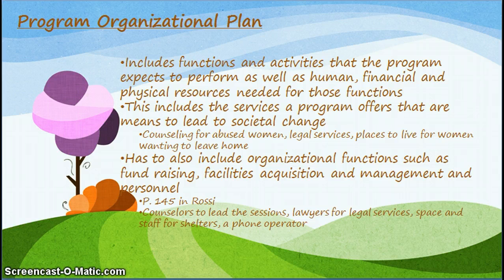So that also includes fundraising, facilities acquisition, management of personnel. There's a good model in your book on page 145. But if we're looking at our example, counselors, we need actual counselors to lead the sessions. We need lawyers to give out the legal advice, right? We need space and staff to have shelters. We need a phone operator, a phone, and an office, and all those things need to be accounted for.